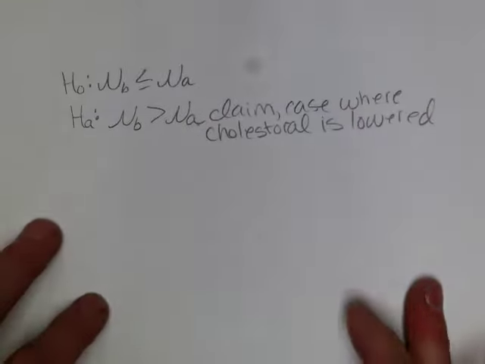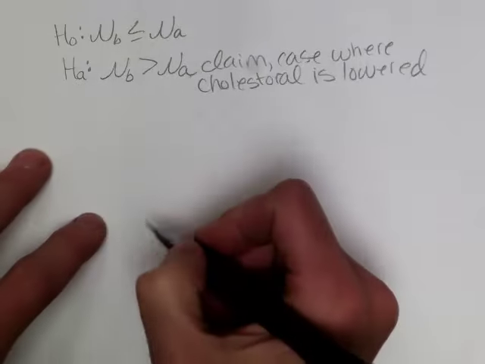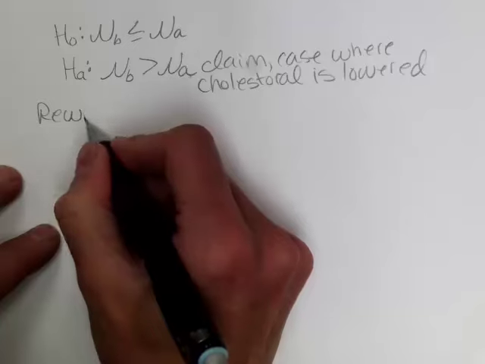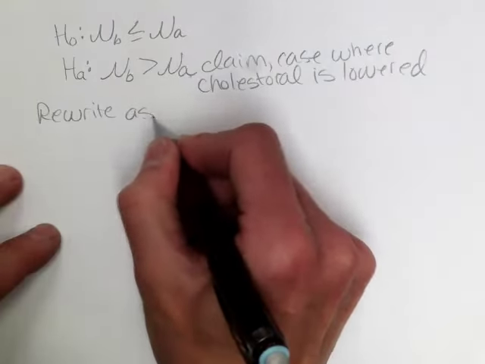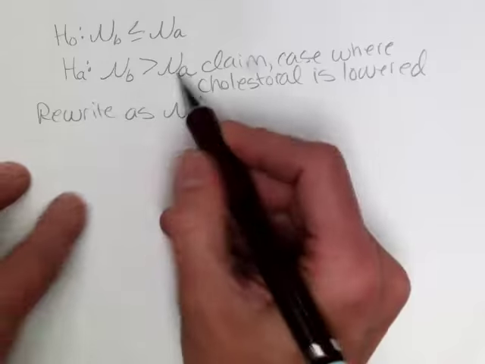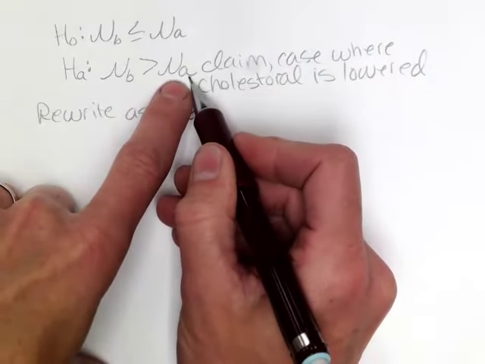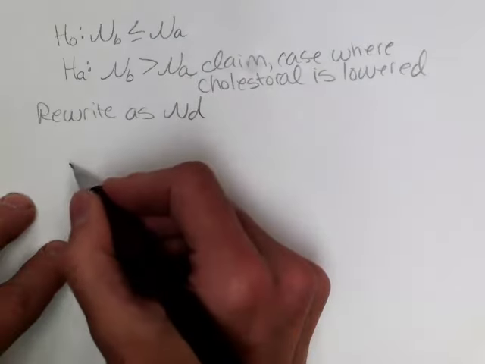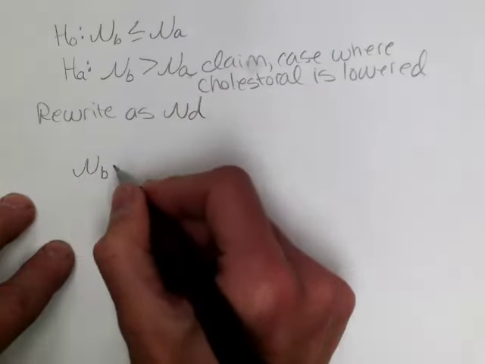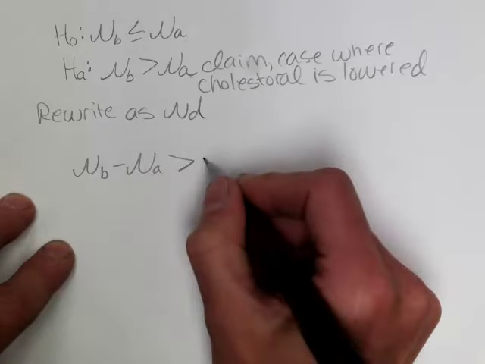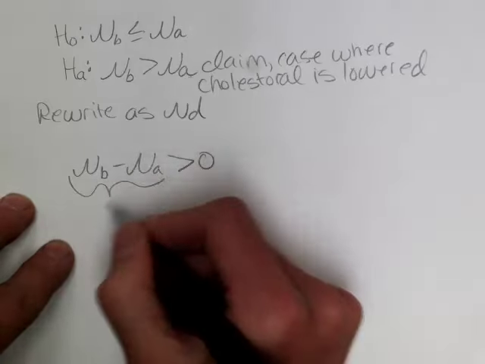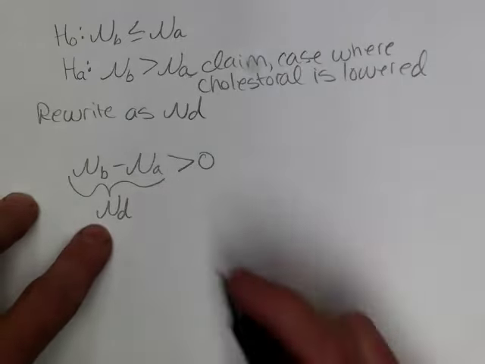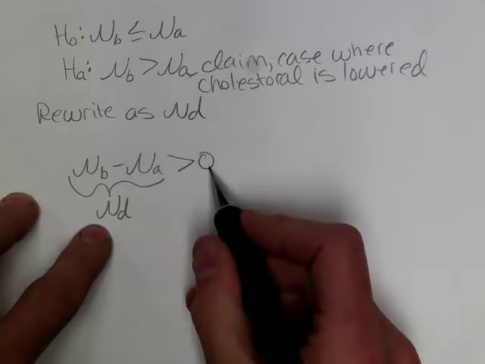Now, one thing the book does is the book writes this in terms of mu sub d, the difference. So I'm going to go ahead and rewrite this as mu sub d. In other words, if I take this mu sub a and subtract it, I would end up with mu sub b minus mu sub a greater than 0. So this is what the book calls mu sub d, and that's what we're actually testing. Okay, so whether or not the mean difference is greater than 0.